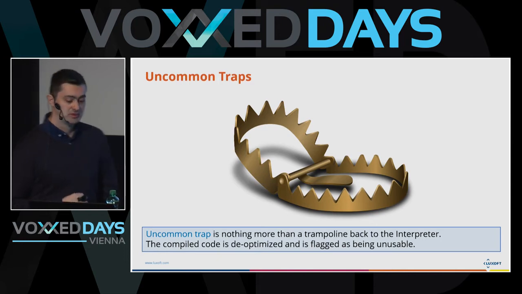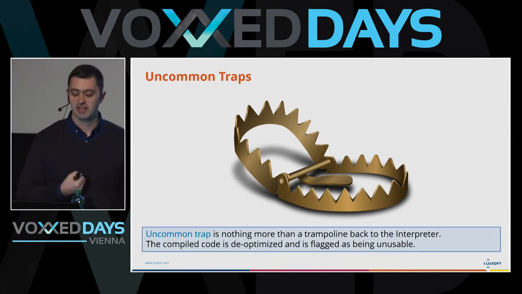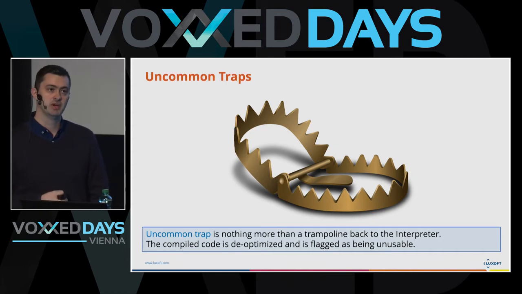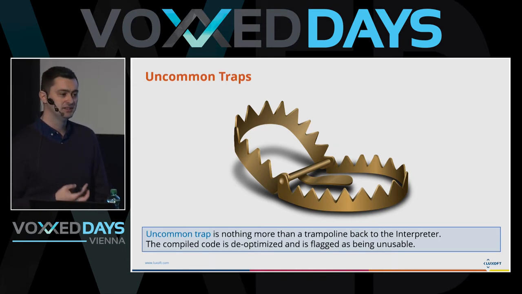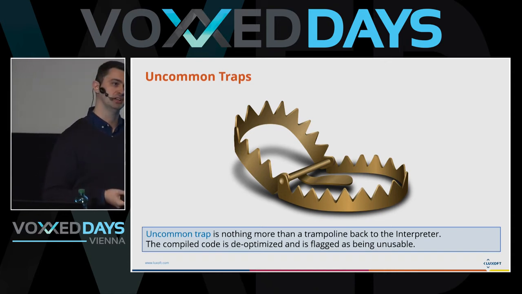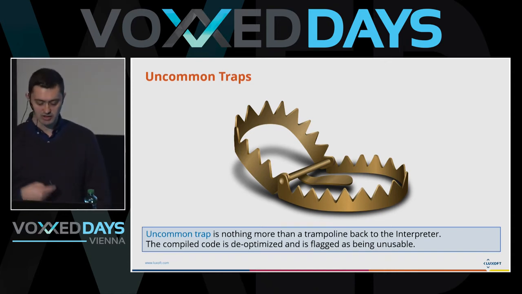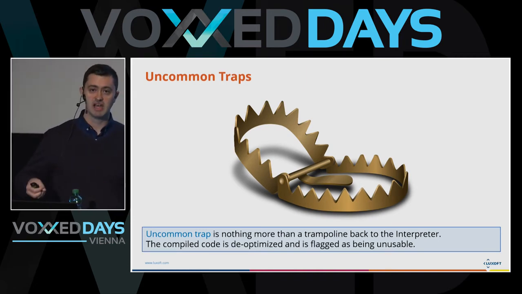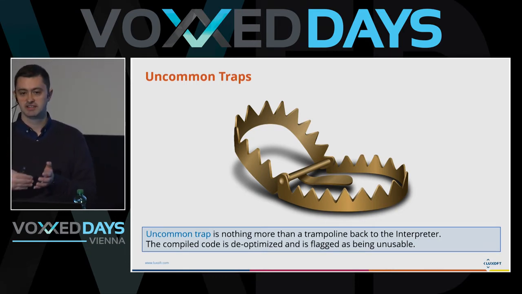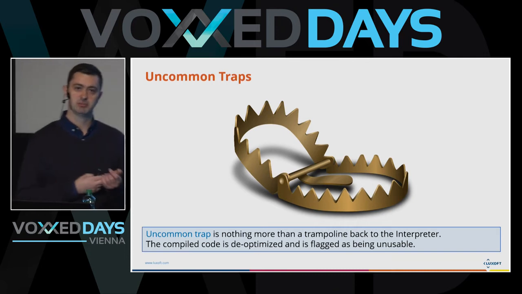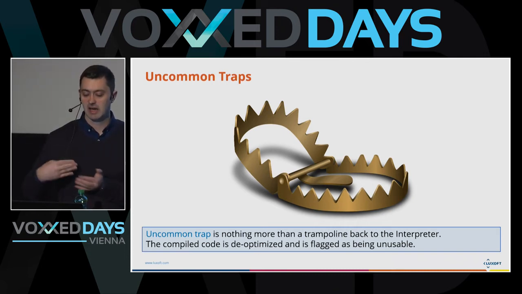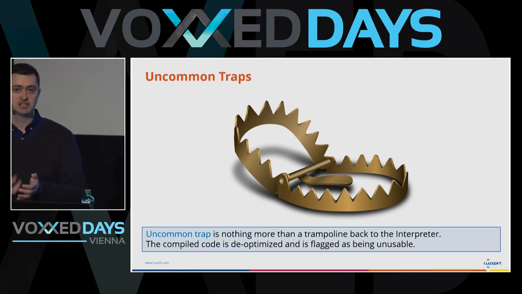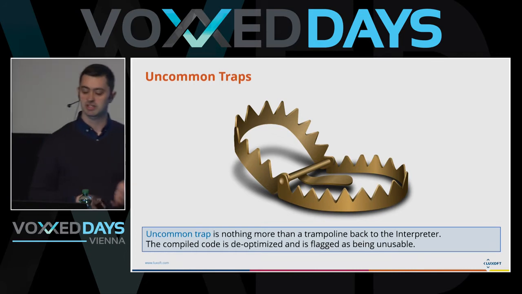Okay, the first optimization, or rather technique, is called uncommon trap. What's an uncommon trap? It's a situation which is unlikely to happen during the runtime inside the HotSpot, which means that the just-in-time compiler treats it as a check. If this check is triggered, it bails back into the interpreter. It's a situation unlikely to happen, but when it happens, the just-in-time compiler bails back into the interpreter.